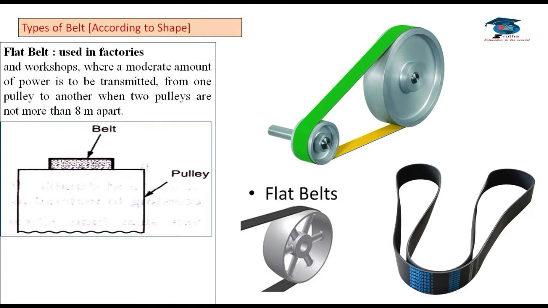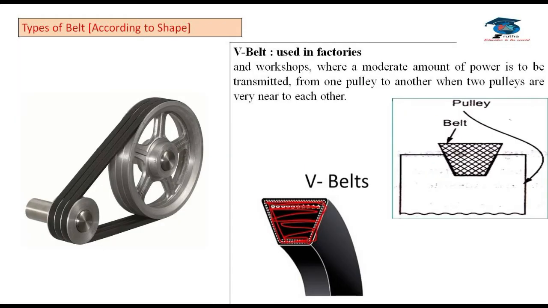V-belt is used in factories and workshops where a moderate amount of power is to be transmitted from one pulley to another where the two pulleys are very near to each other. This belt design is useful when more torque is to be transmitted. Due to its V or trapezoidal shape, the slipping problem of the belt will not be there.